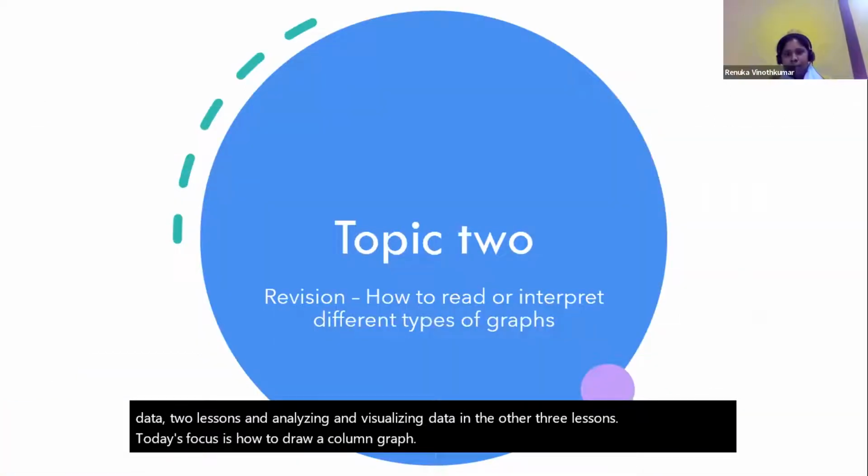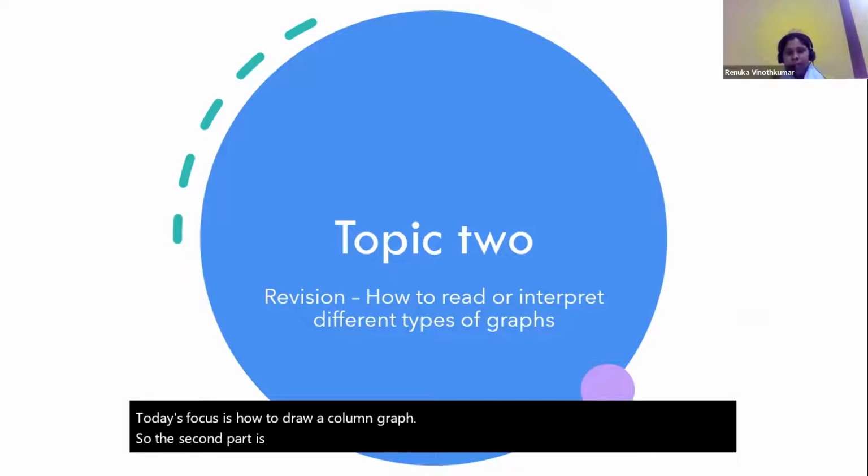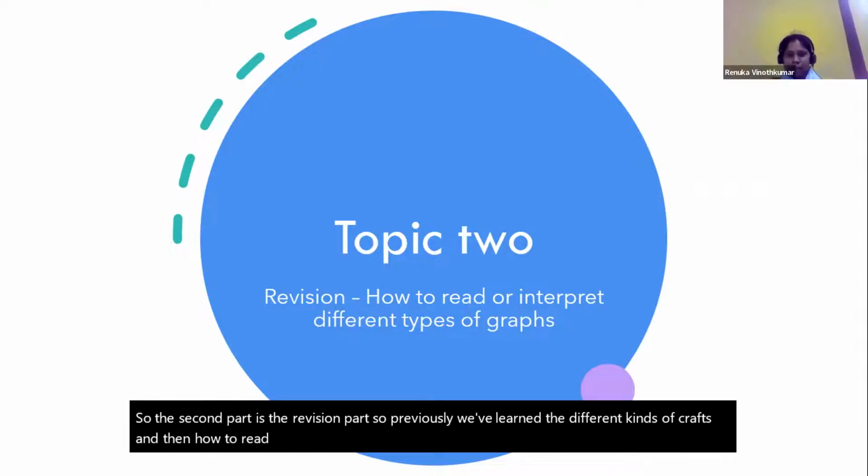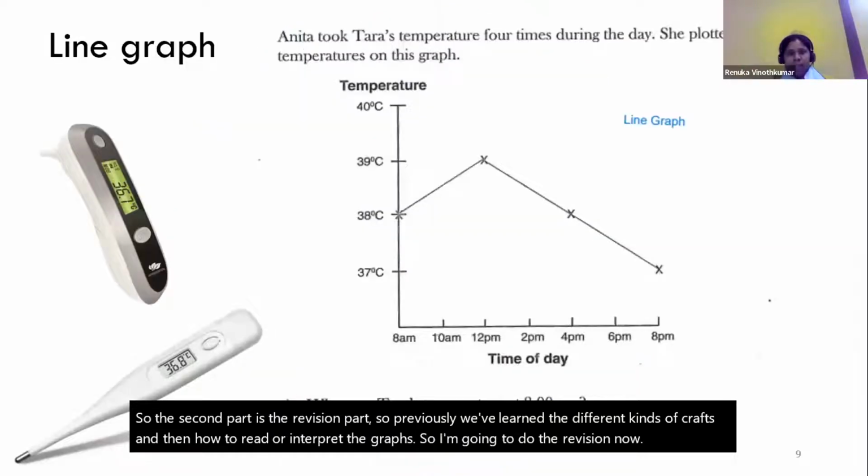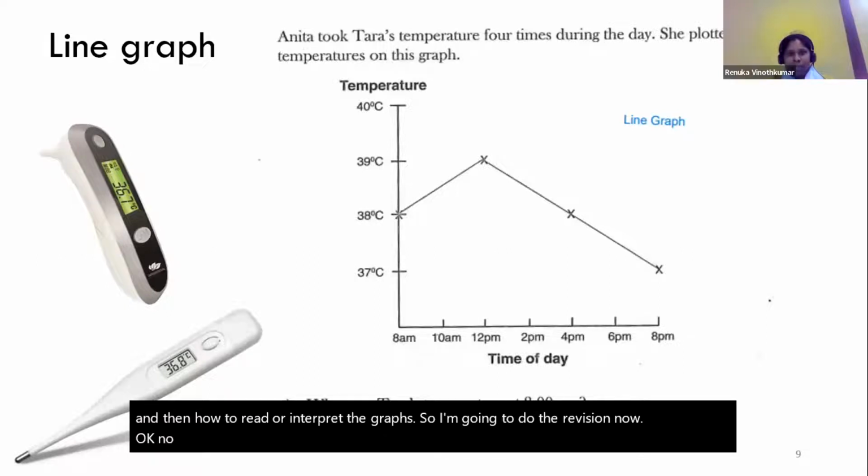So the second part is the revision part. Previously we've learned the different kinds of graphs and then how to read or interpret the graphs. So I'm going to do the revision now. Okay, Noor, Lily, Miriam, and Shem, do you remember what we did in the previous class? Do you recall what is a line graph?